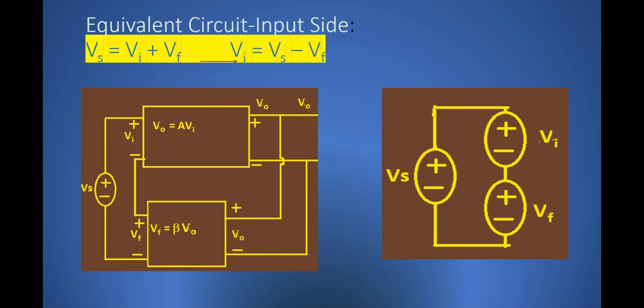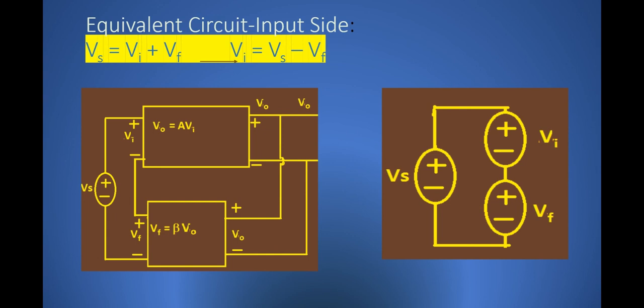We can see this point more clearly by looking at the figure on the right side of this slide. On the right side you have the equivalent circuit of the input stage. You can see here the negative terminal of Vf is connected with the negative terminal of Vs. The positive terminal of Vf is connected with the negative terminal of Vi, whereas the positive terminal of Vs is connected with the positive terminal of Vi.